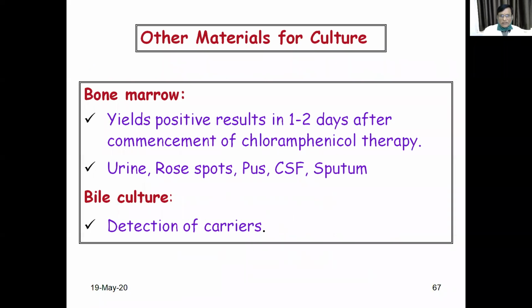Sometimes for chronic carriers, you have to do bone marrow culture and bile culture using the same bile broth blood culture medium.